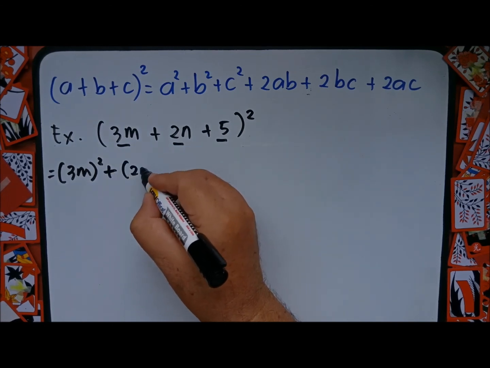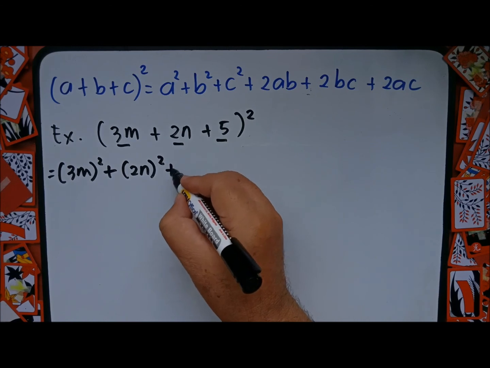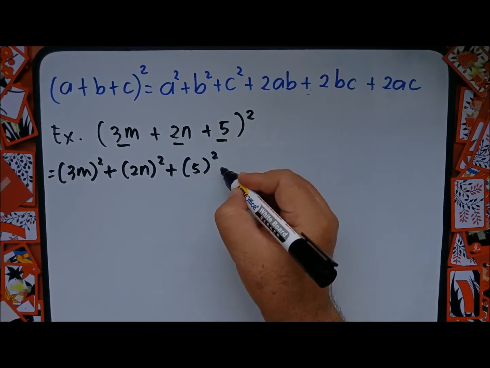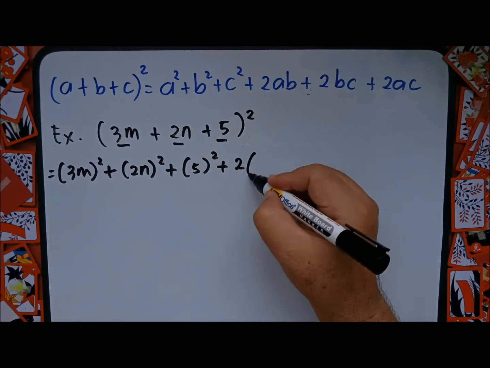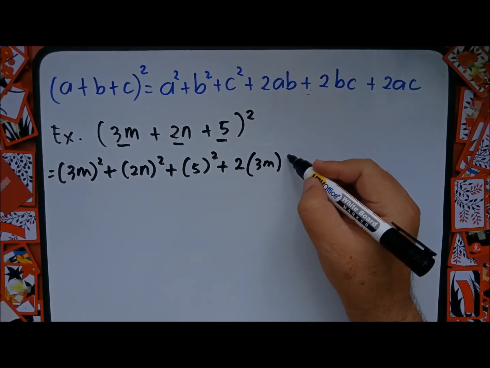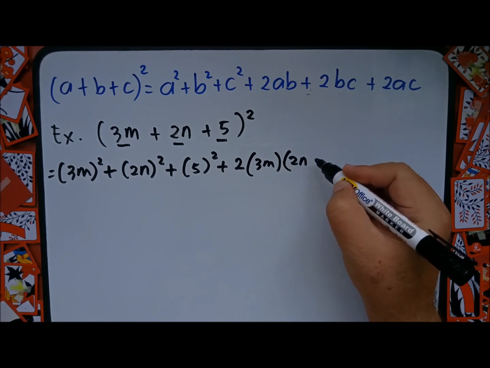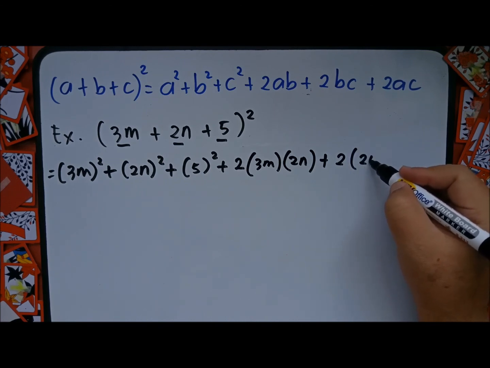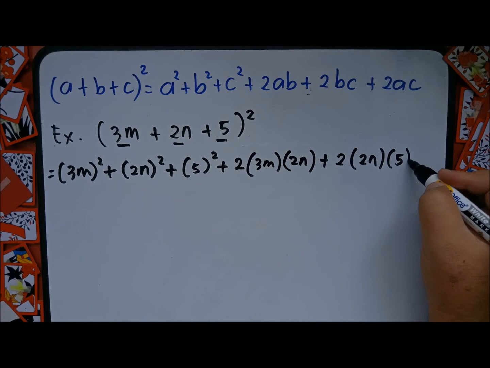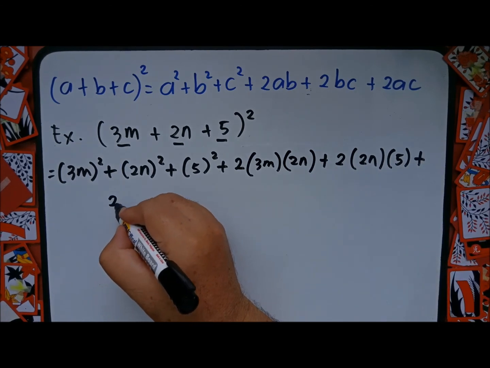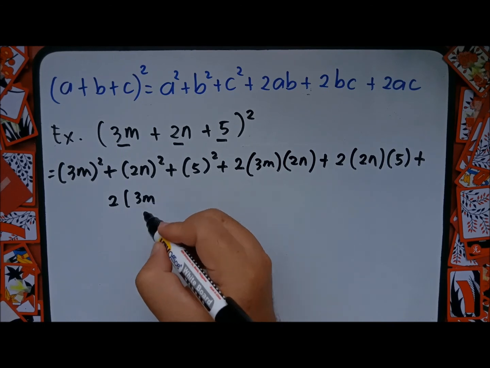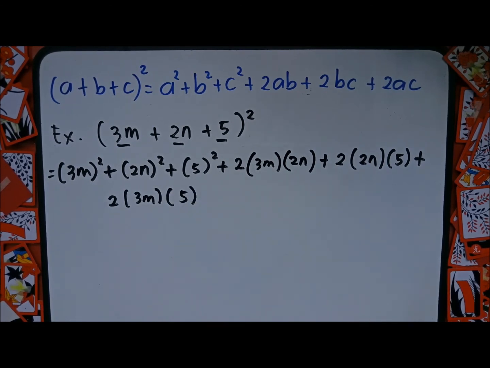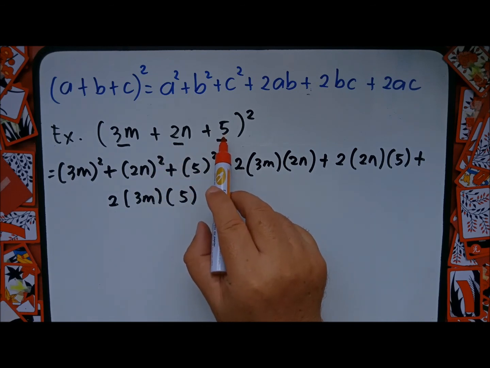square the second term, square the third term, plus twice A times B, plus twice 2n times 5, plus twice 3m times 5. Okay. Square the first term, square the second term, square the third term.